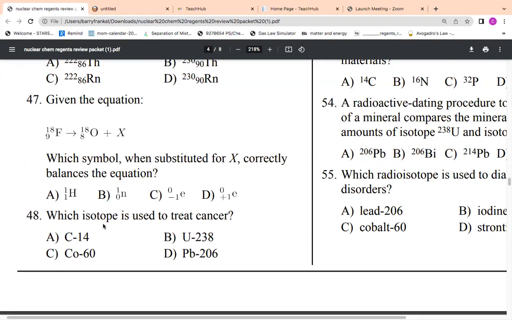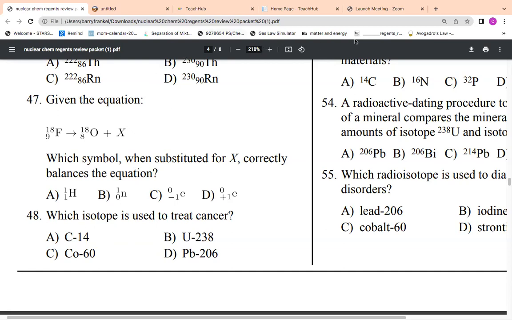Anyways, number 48. Which isotope is used to treat cancer? This comes from lesson 5.7 where we spoke about the radioactive applications. This really is just something that has to be committed to memory, okay? But let's just go through each one.